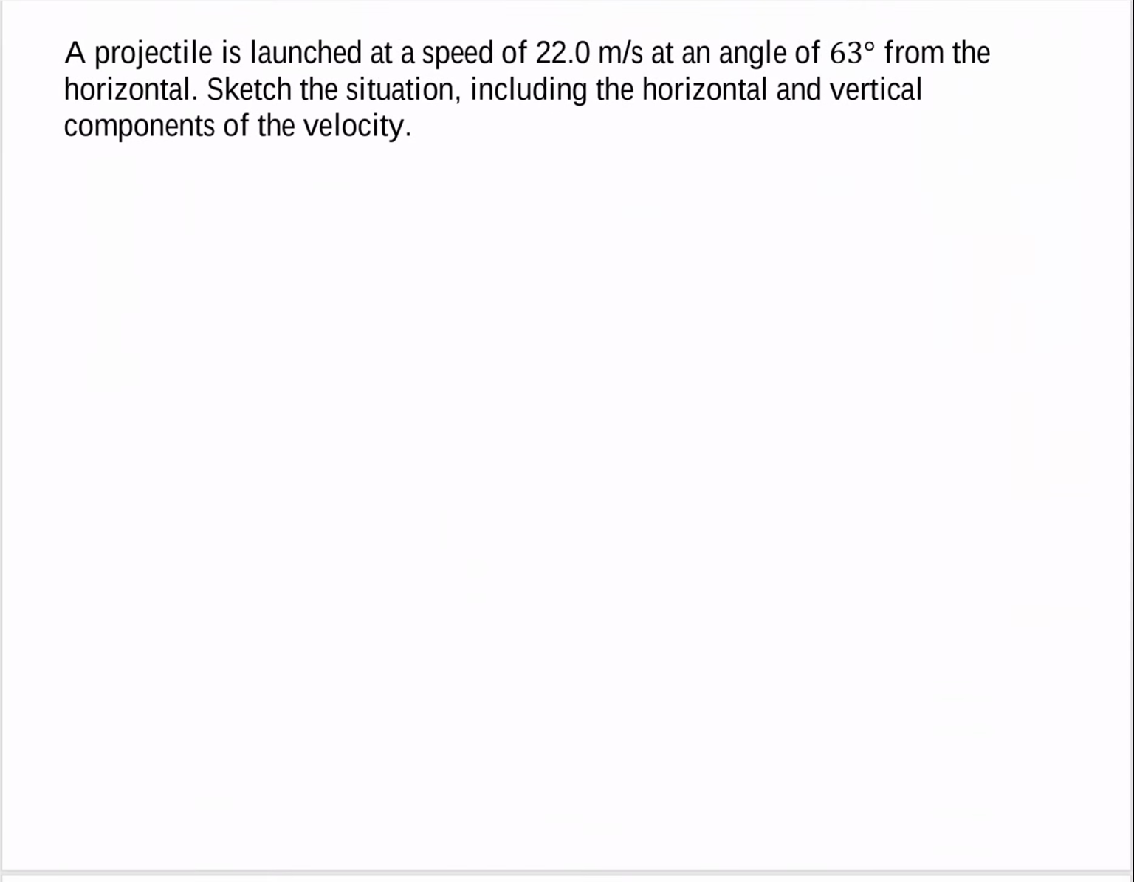Now, a projectile is launched at a speed of 22.0 meters per second at an angle of 63 degrees from the horizontal. First, we've got to sketch the situation. So the first thing I want to do is set up axes that will act as my ground and my vertical. This is the x direction, positive x, positive y. The origin is where I launched the thing from, whatever it was. It doesn't really matter. It's a projectile, that's what matters. So now we're going to launch at an angle of 63 degrees from the horizontal, probably something like this.